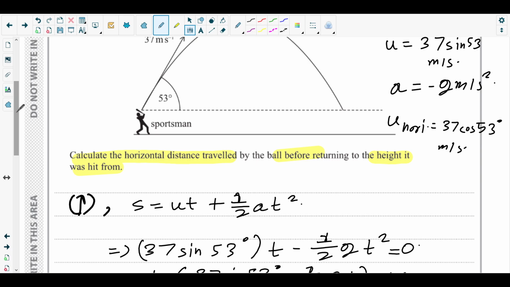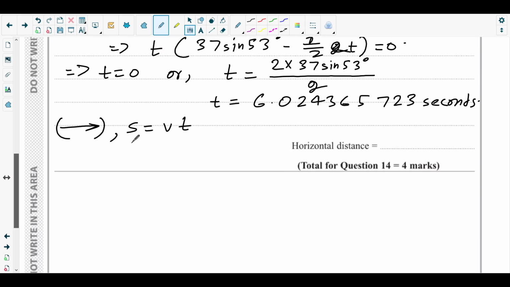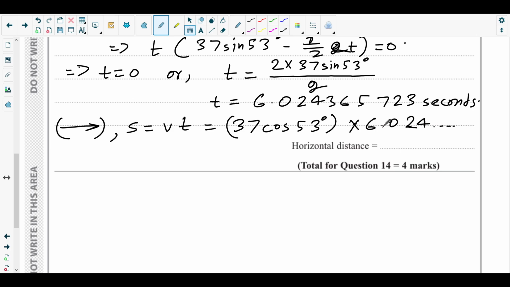So we got the horizontal component of velocity, which is constant. So s equals 37 cos 53 degree times t, where t is 6.024 something, it keeps going. It is saved in the calculator, so we will directly multiply it to get the answer. 37 cos 53, times t.